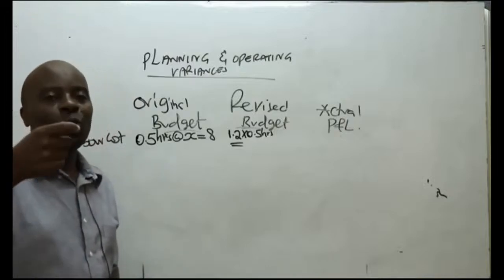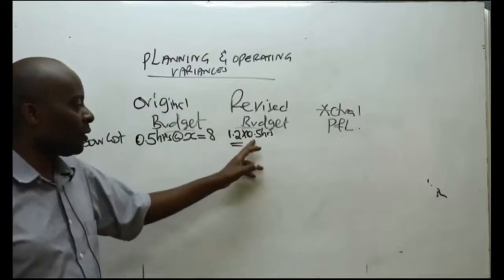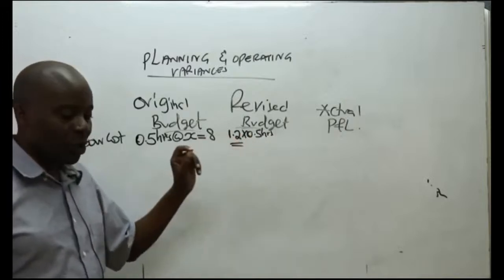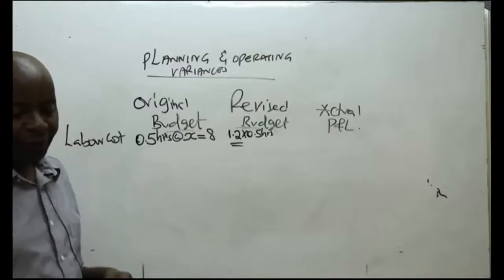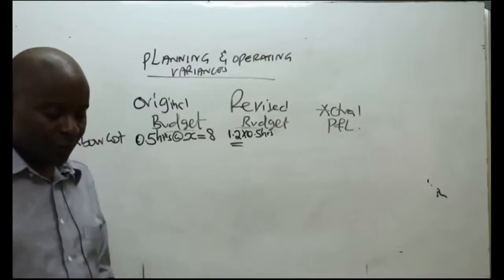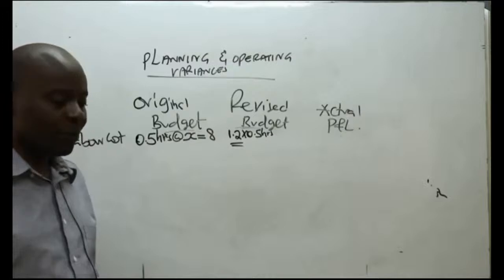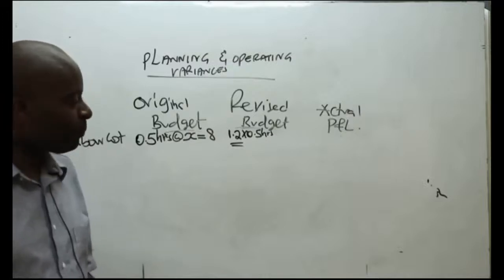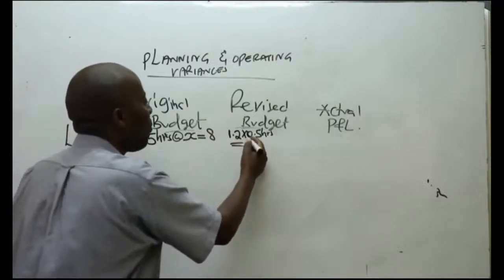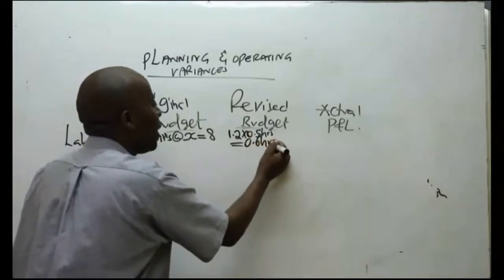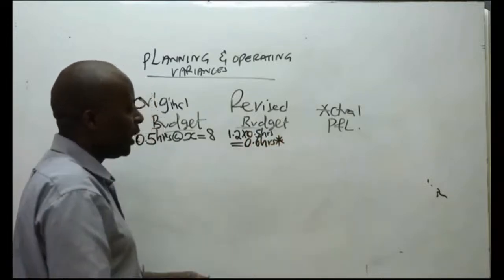So 1.2 times 0.5. Could you kindly give me this figure? What is 1.2 times 0.5? 1.2 times 0.5 is 0.6 hours. So 0.6 hours, and then of course they have given us the rate per hour.